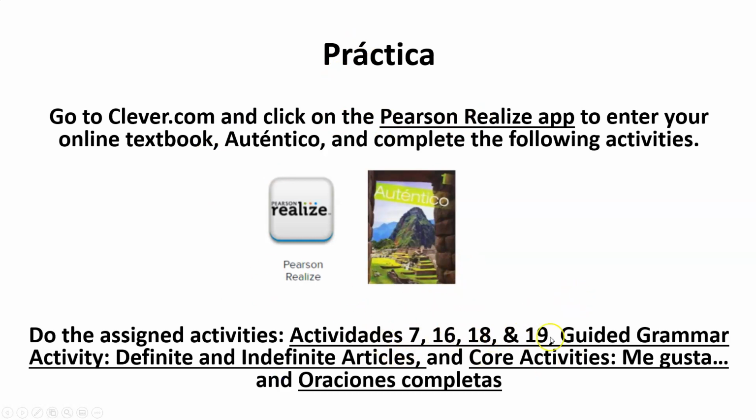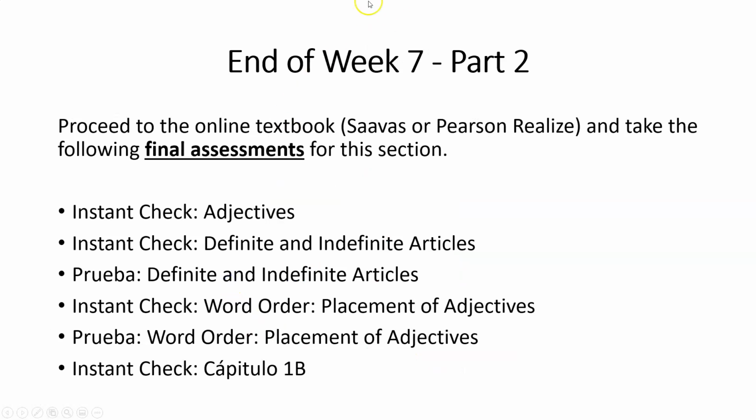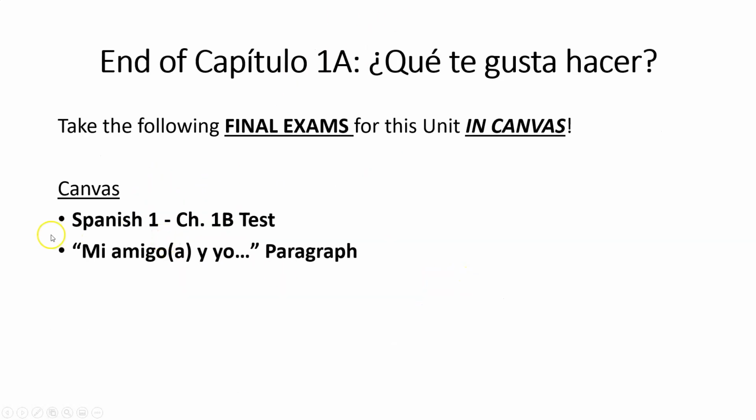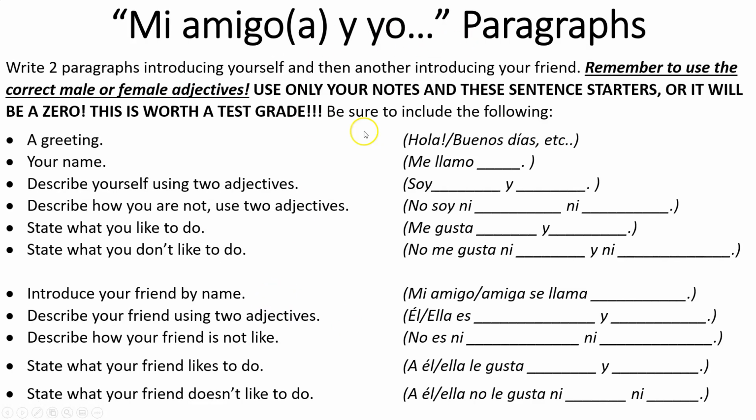Right? 7, 16, 18, 19, guided grammar, definite, indefinite articles, and core activities me gusta, and oraciones completas. End of the week, these are the quizzes you'll be taking, and most importantly, here's your test and your paragraph you'll be doing. These are in Canvas. They are not in Pearson Realize. And this is the paragraph you'll be doing.